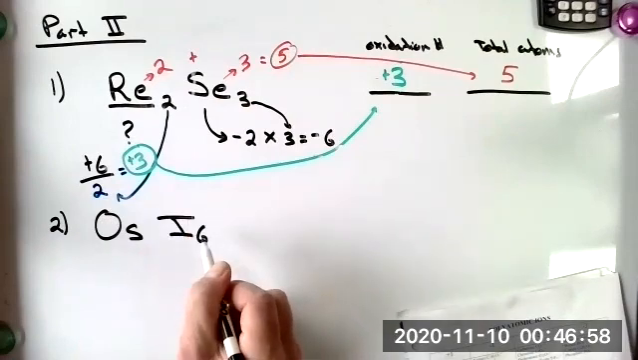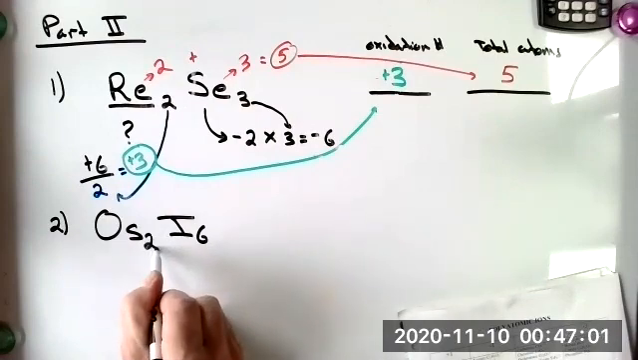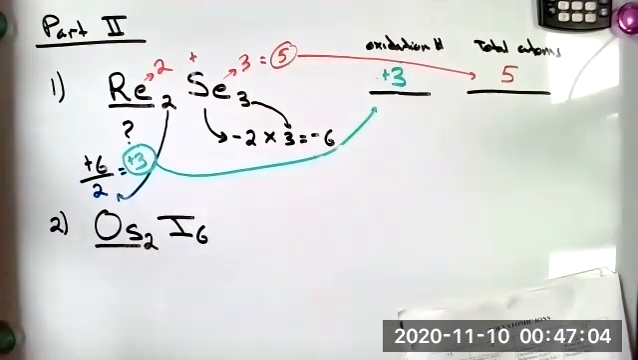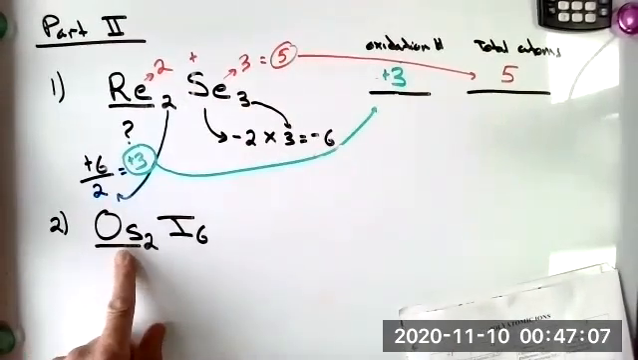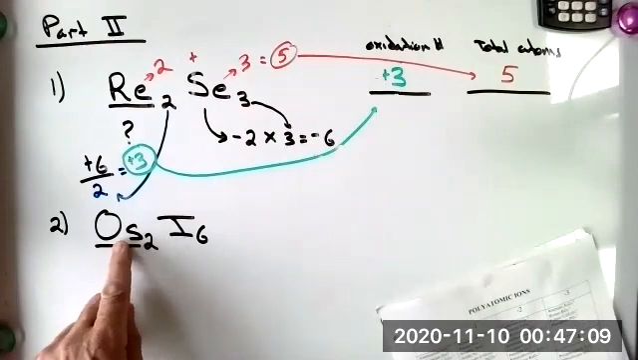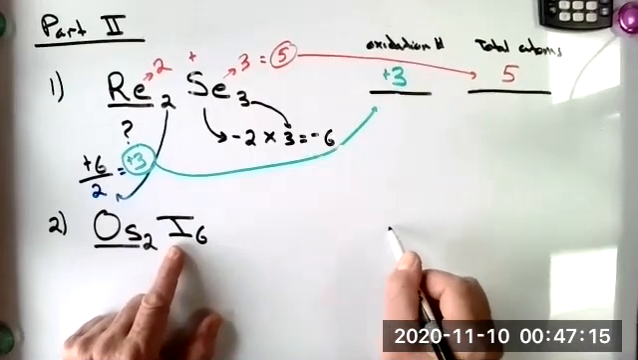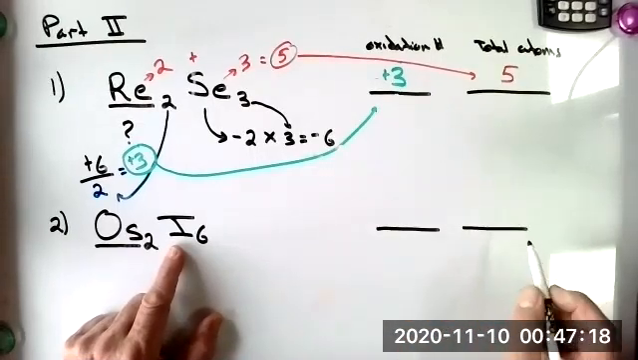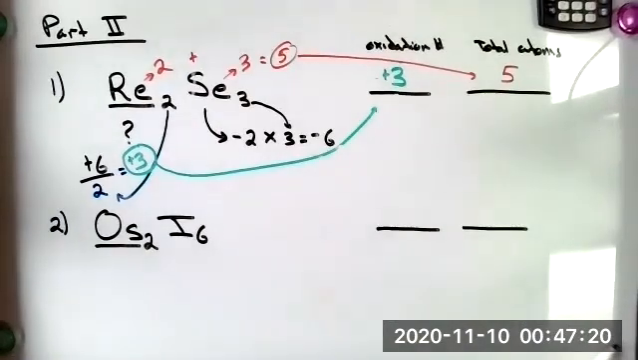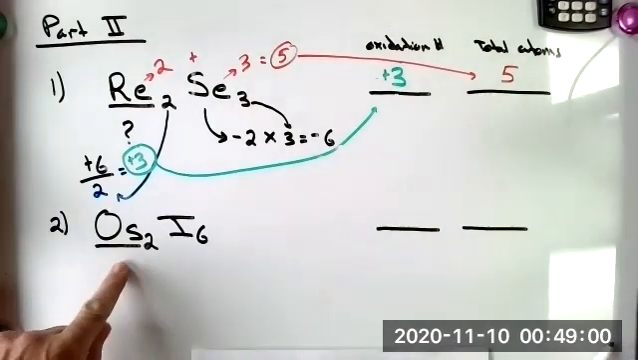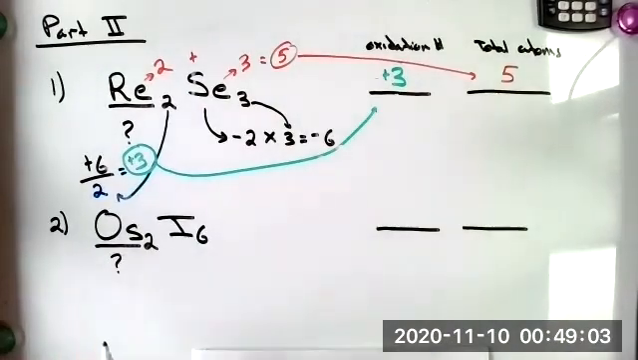I'm going to do 6 iodines, 2 osmiums. Okay, I want to find this one. I want to find osmium's oxidation number when 2 of them are combined with 6 iodines. And the 2 questions are the same. All right, go ahead and do that one. And then we're going to bring in these lovely polyatomic ions and see how that changes us up a little bit.